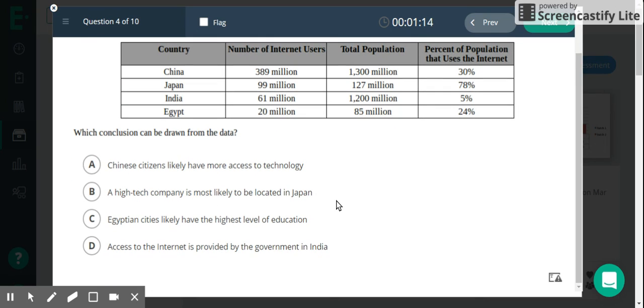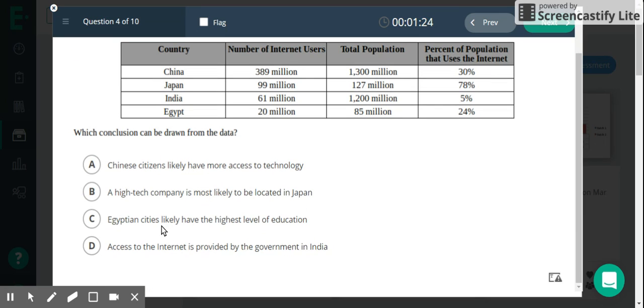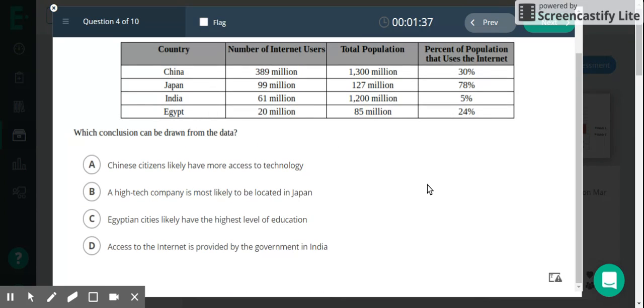B, a high-tech company is most likely to be located in Japan. Well, Japan has 99 million internet users, which would be 78% of their population. That's by far the highest. C, Egyptian cities likely have the highest level of education. This chart doesn't tell you much about education. And even if you were going to say, well, internet helps with education, only 24% have the internet.